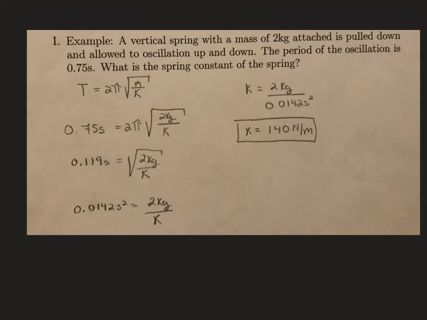And squaring both sides cancels out the square root, so we're left with 2 kilograms over the spring constant. The next step is also a little tricky because you have to be careful not to find the inverse of the spring constant. So I'm going to multiply both sides by k to bring k up to the numerator on the other side, and then divide by the 0.0142 in order to isolate k. So when I take 2 divided by 0.0142, I get 140 newtons per meter as my spring constant.